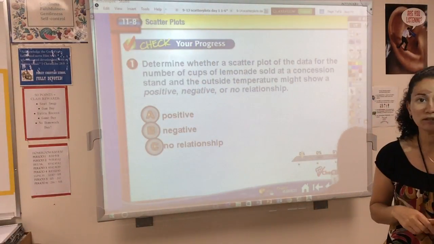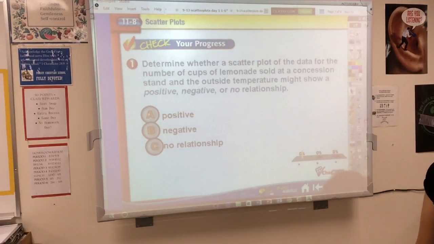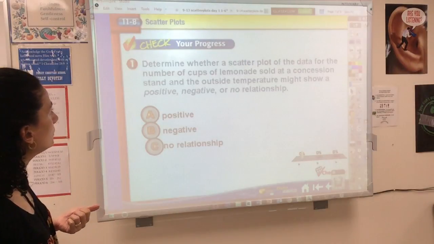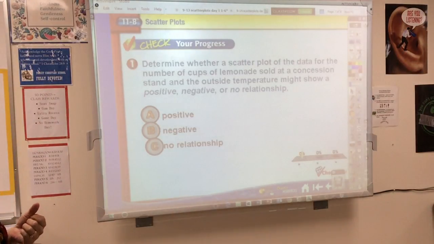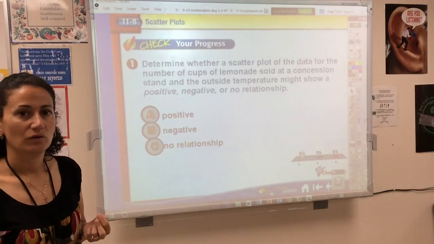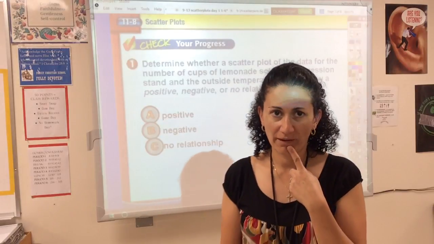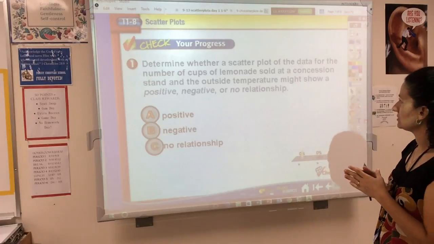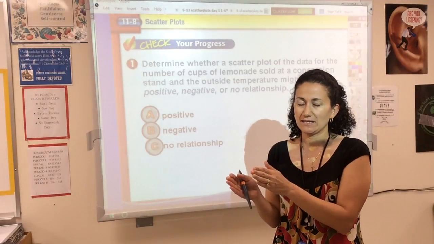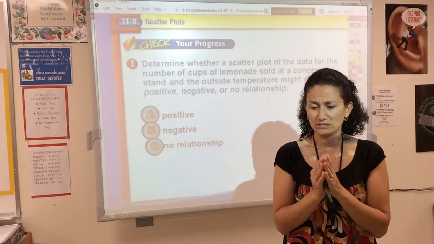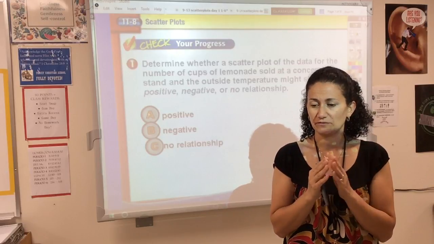Okay, now you can also identify relationships without actually seeing a scatter plot. Let's read a scenario, a real life scenario, and see if you can figure it out. Determine whether the scatter plot of the data for the number of cups of lemonade sold at a concession stand and the outside temperature might show positive, negative, or no correlation. So think about that for a moment. You're selling lemonade. Do you think there's a relationship between the temperature outside and the number of cups of lemonade you're going to sell? And if there is a relationship, is it positive or negative? Think about that.